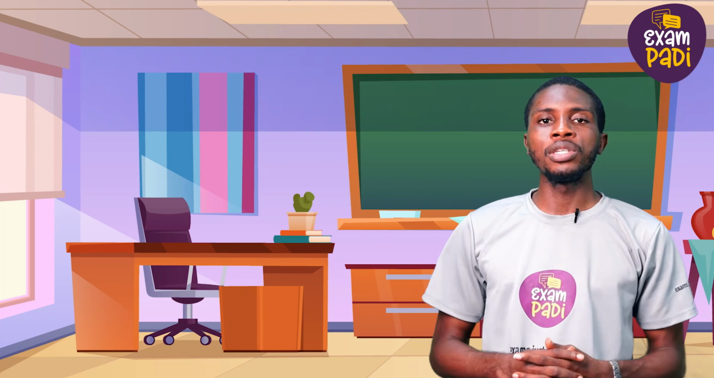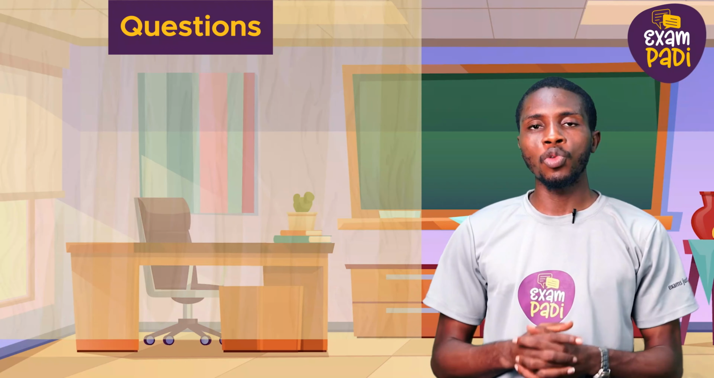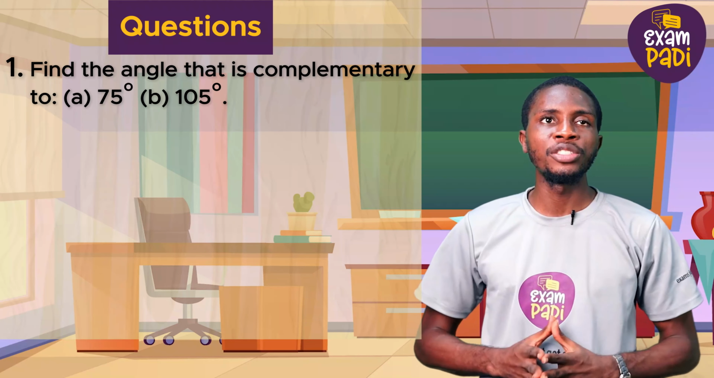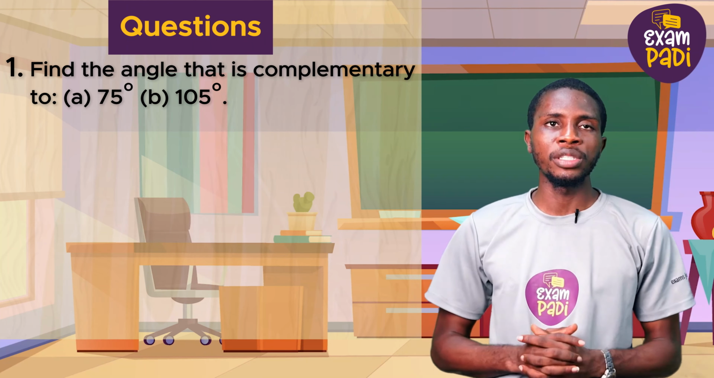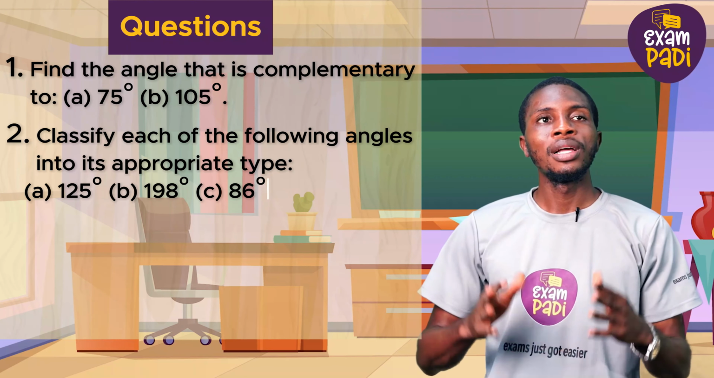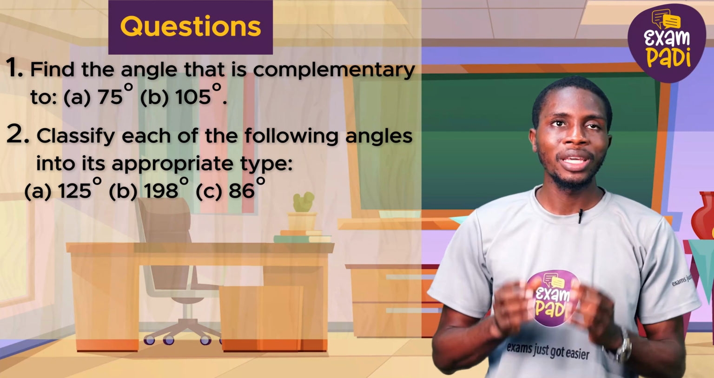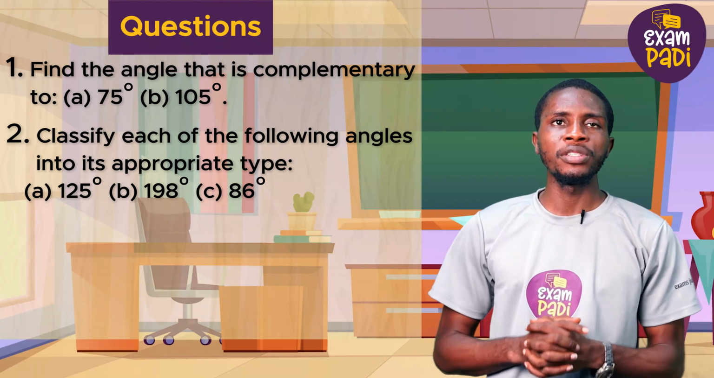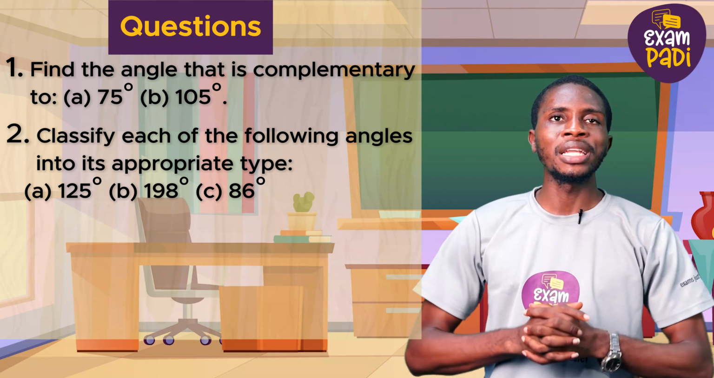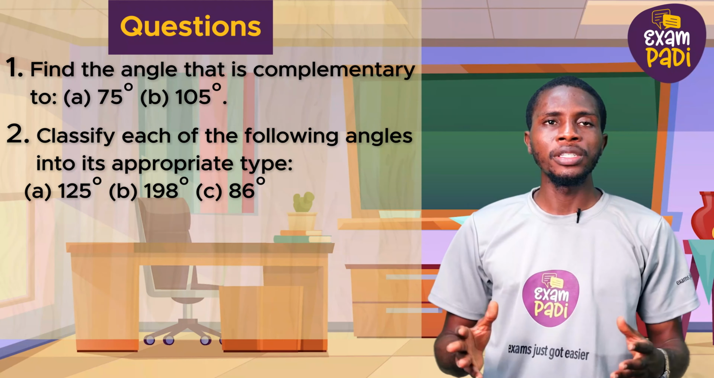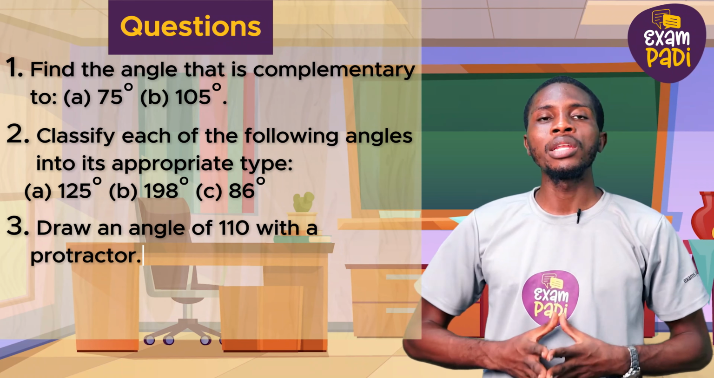We have come to the end of today's lesson. Attempt these questions to assess yourself. 1. Find the angle that is complementary to A. 75 degrees, B. 105 degrees. 2. Classify each of the following angles into its appropriate type: A. 125 degrees, B. 198 degrees, and C. 86 degrees. 3. Draw an angle of 110 degrees with a protractor.